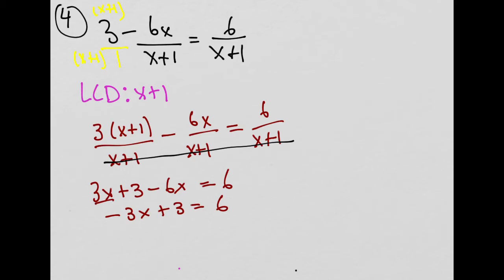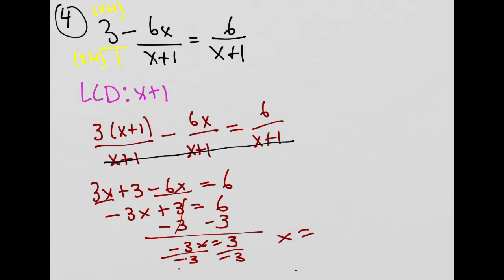Like terms being 3x and negative 6x. Minus the 3 on both sides. Divide both sides by negative 3. I get negative 1. Now we must check if the answer is valid or invalid.